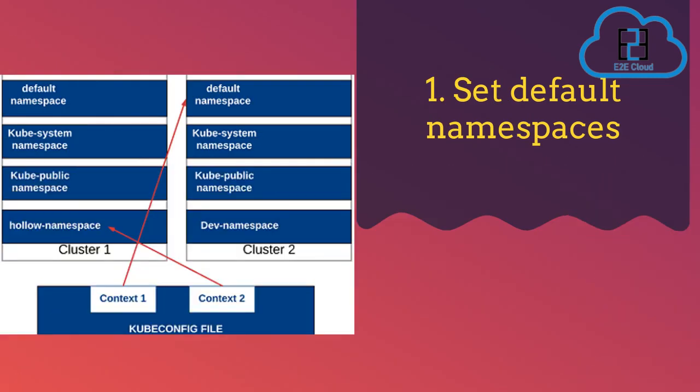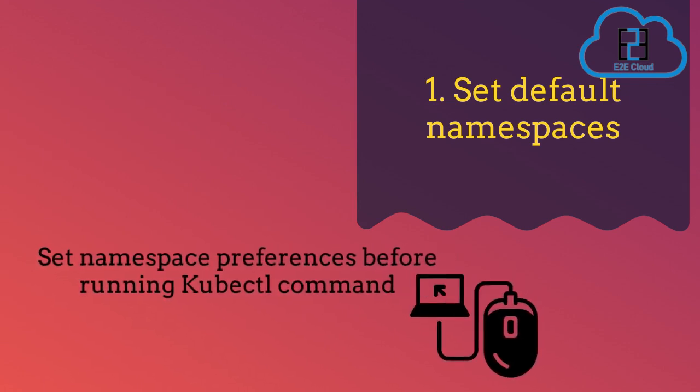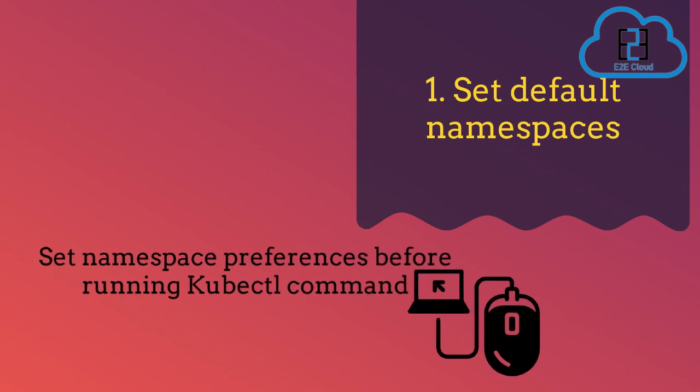First tip is to set default namespaces. You can divide a Kubernetes cluster into multiple environments by using namespaces, and each environment can be managed by a different user. With this trick, you can set the namespace preference before running Kubectl commands and it will save the namespace for all subsequent Kubectl commands for your current context.